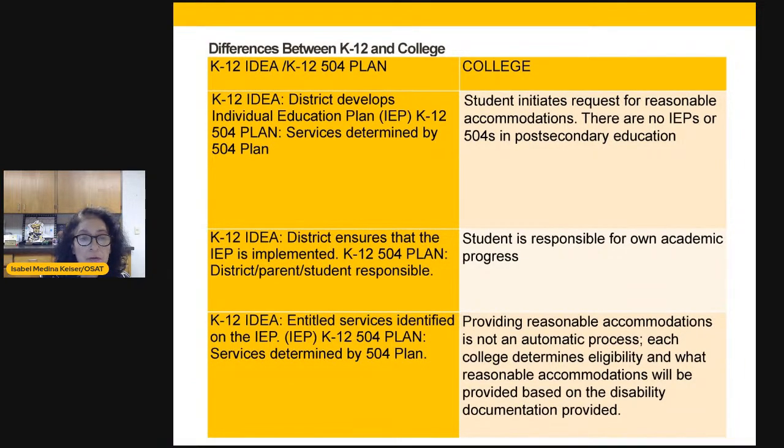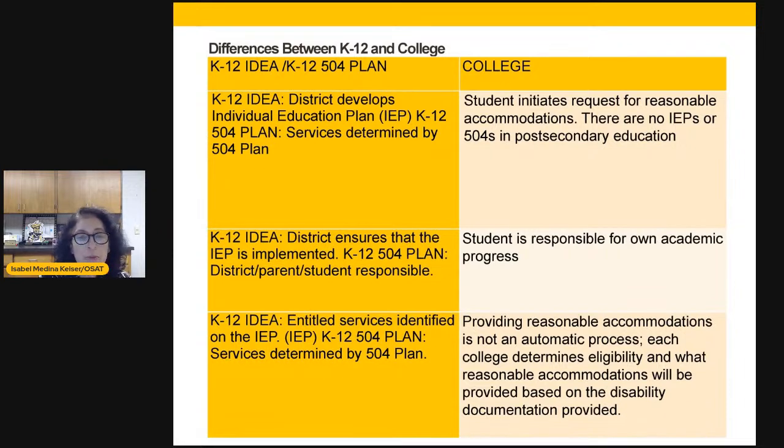So in K through 12, it's called an IEP or a 504. In college, it's just basically reasonable accommodations. There are no IEPs or 504s in post-secondary education. In K through 12, the district ensures that the IEP is implemented, or it could also be the district, the parent, and the student who are responsible. In college, the student is responsible for their own academic progress.